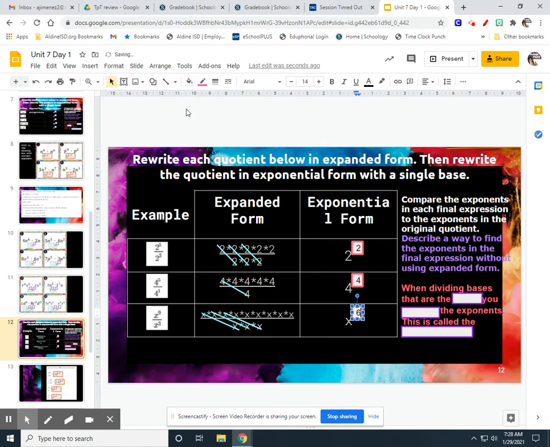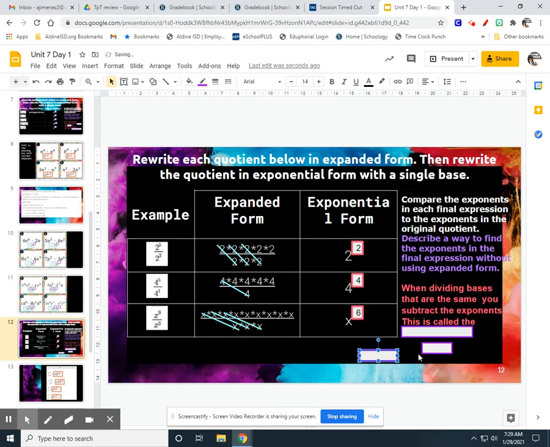Okay, so what could I have done? It says compare the exponents to each final expression to the exponents in the original quotient. Describe a way to find the exponents in the final expression without using expanded form. 4 and 3. How can I get 2? Subtract. Let's see. Dividing the bases that are the same, you would subtract.